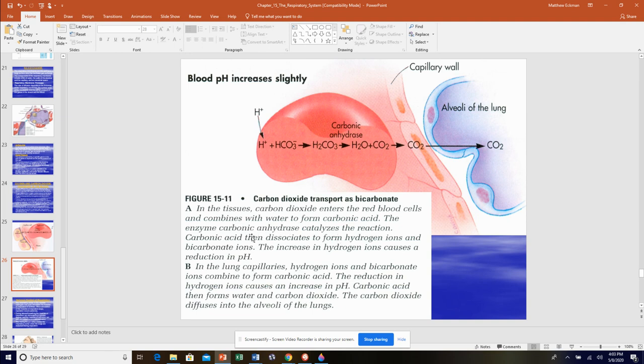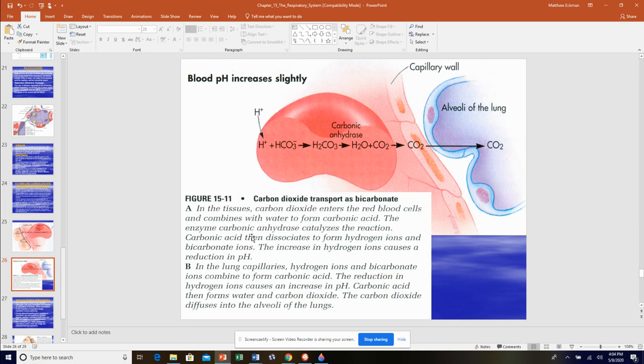Out at the tissue level, carbon dioxide enters the red blood cells and the plasma, combines with water, and forms this carbonic acid. There's an enzyme that catalyzes this, disassociates some hydrogen, and then it becomes this bicarbonate, this solid material. And the release of that hydrogen causes a reduction in the pH value, so it makes our blood a little more acidic. Then this travels through our body and then gets to part B, which finally gets to our lungs.